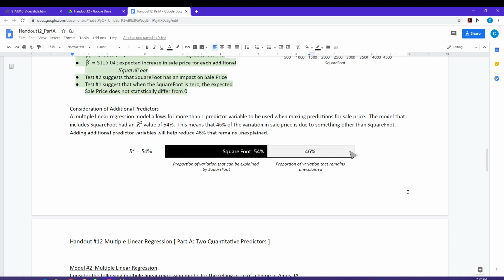So if this bar here represents 100%, 54% of that can be explained using our model that included square foot. 46% of the variation in sale price remains unexplained. A multiple linear regression model, in the addition of additional predictors, is going to try to reduce this unexplained variation.